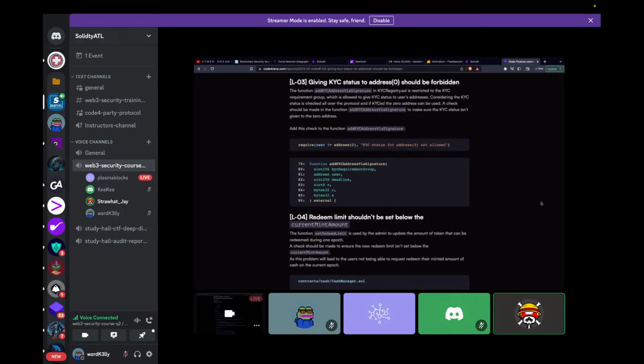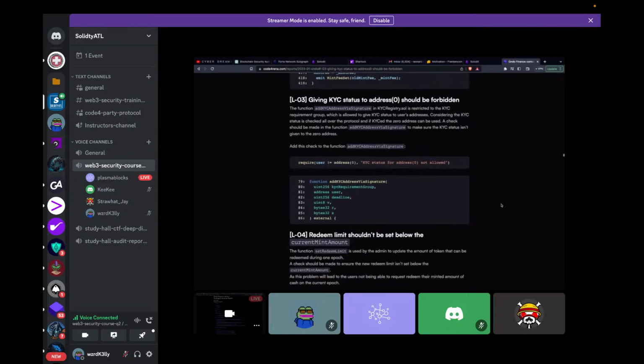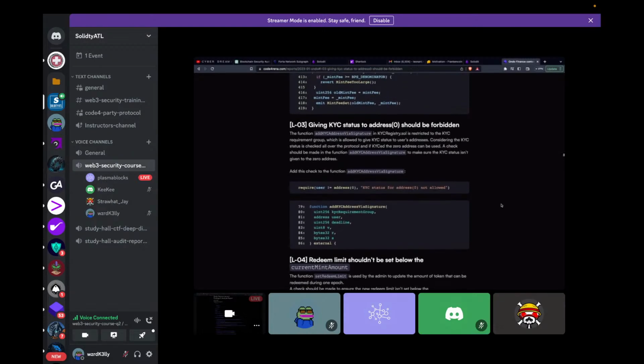Okay, makes sense. Well, I mean, I just learned something. I never even thought about that. Yeah, because you don't KYC the zero address on anything. Wow. Okay, that makes sense. But putting that line of code in protects the code a little bit more. That makes a lot of sense.